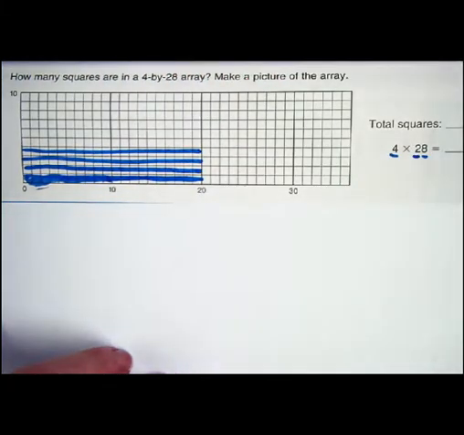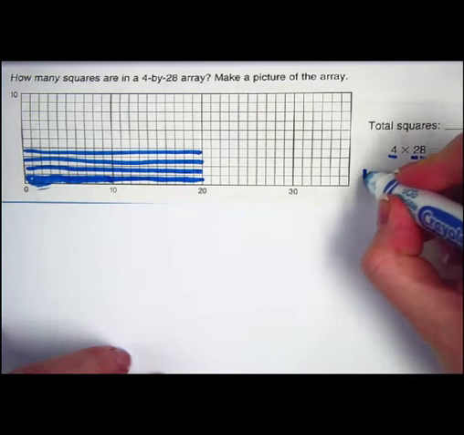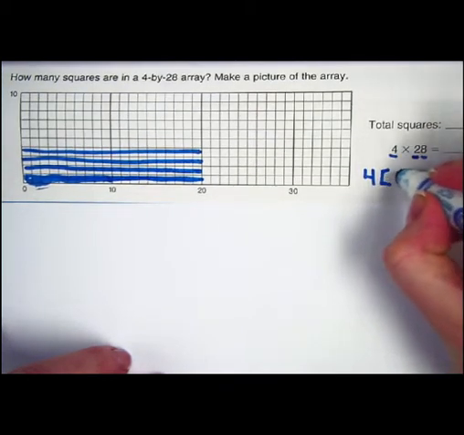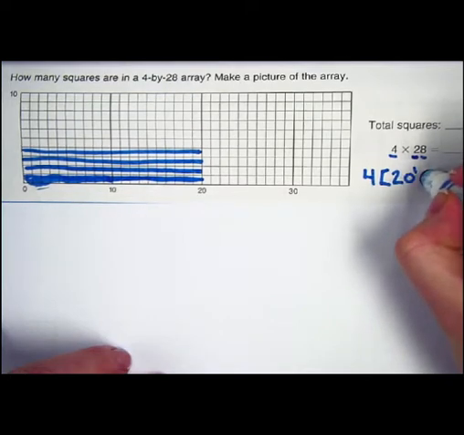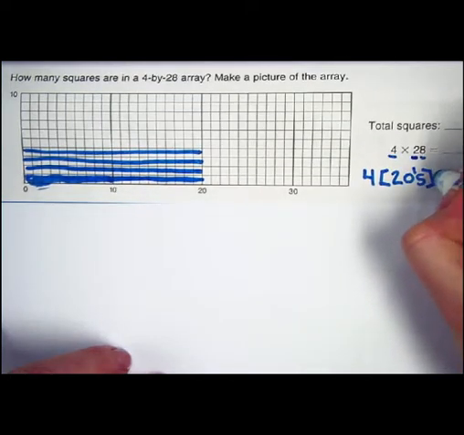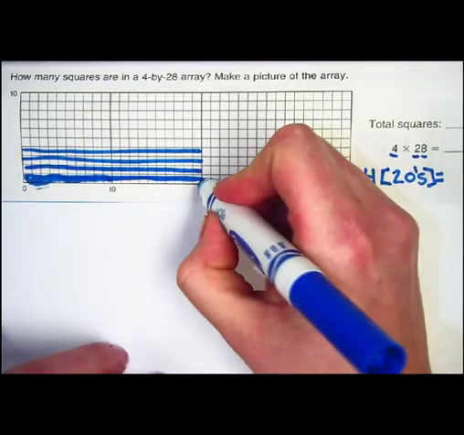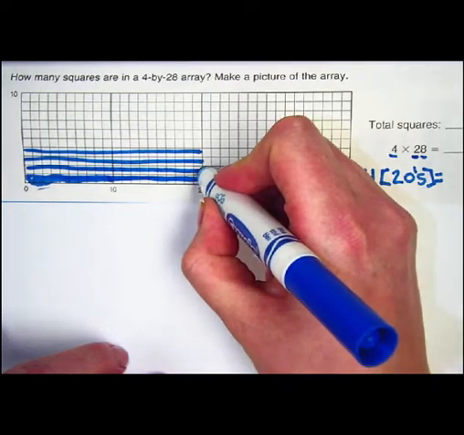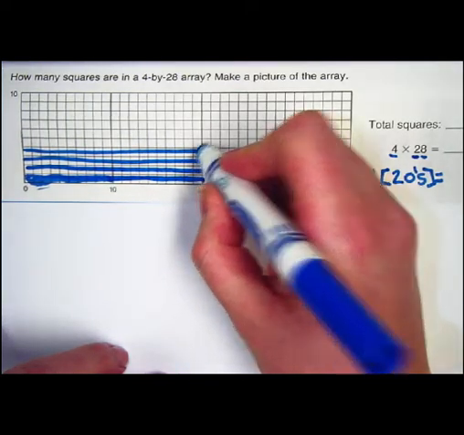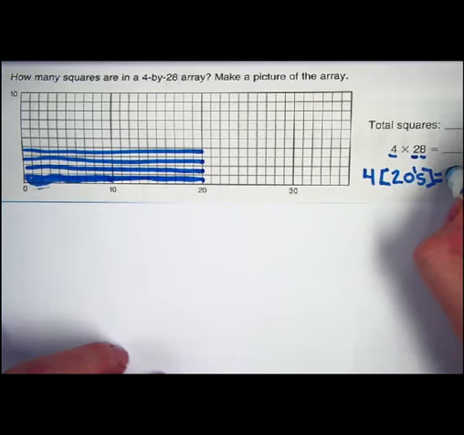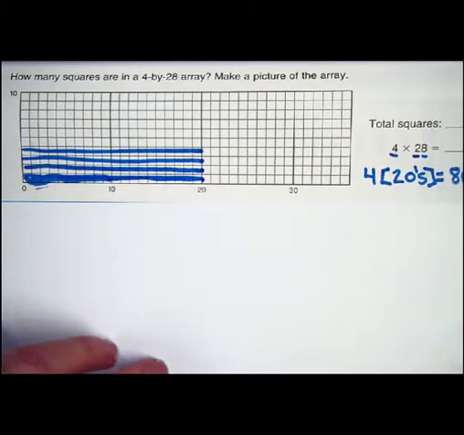Off to the side, I'm going to write what I did. I have 4 20s right now. And 4 20s, if I count them, this would be 20, 40, 60, 80. 4 20s makes 80 squares that are shaded.